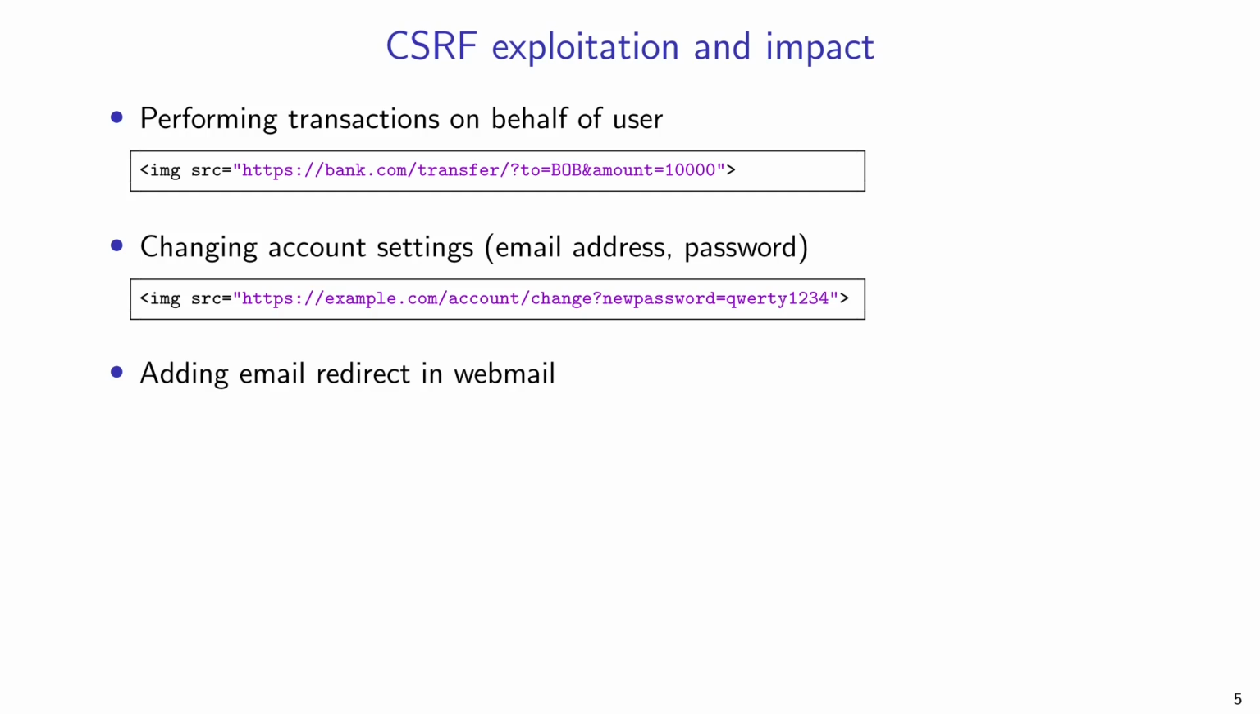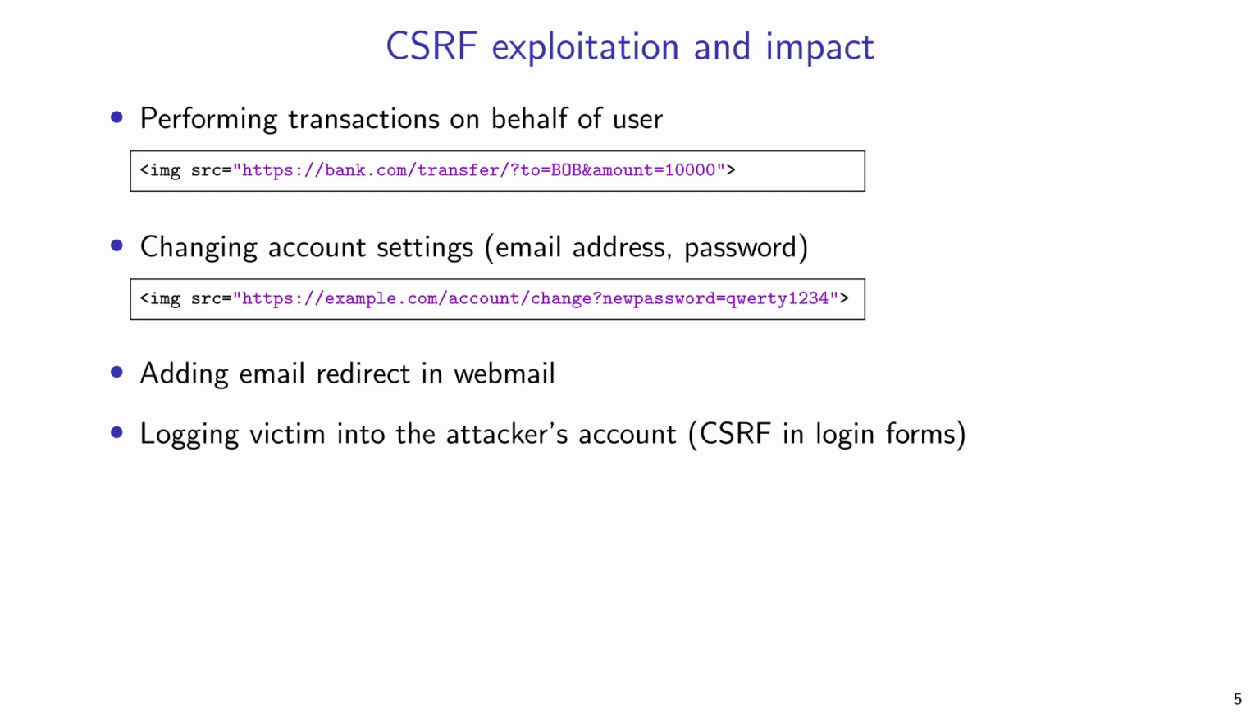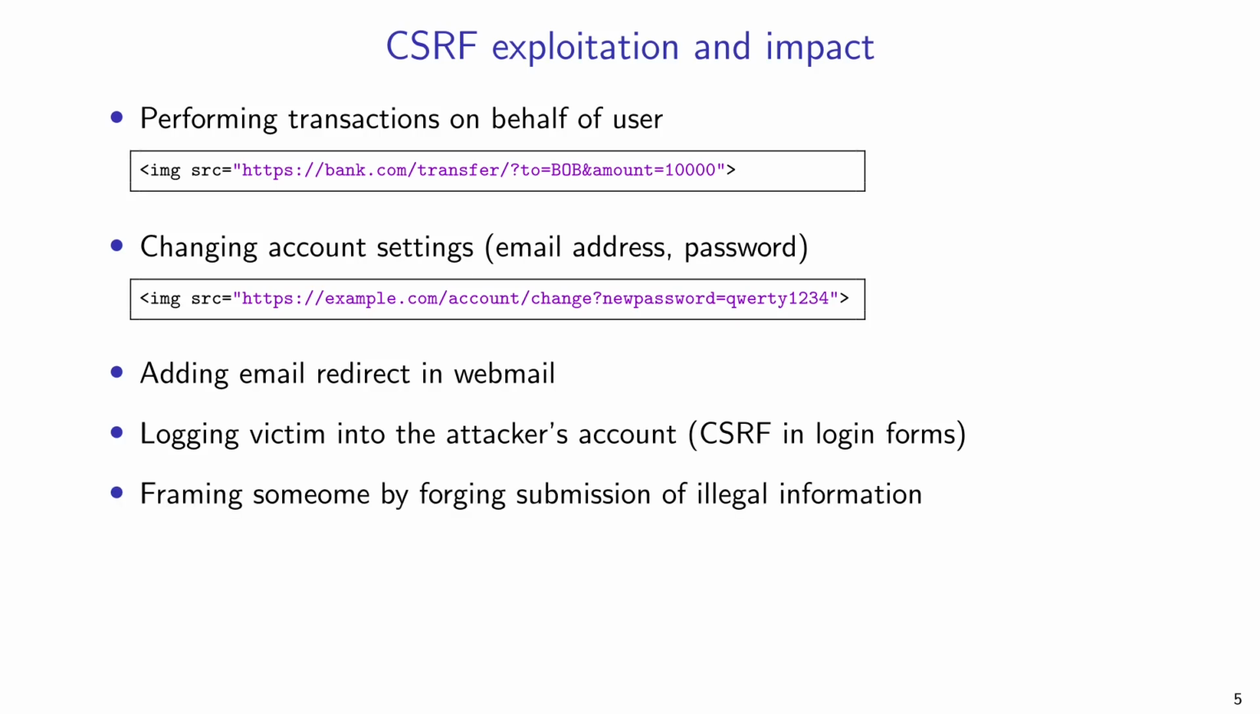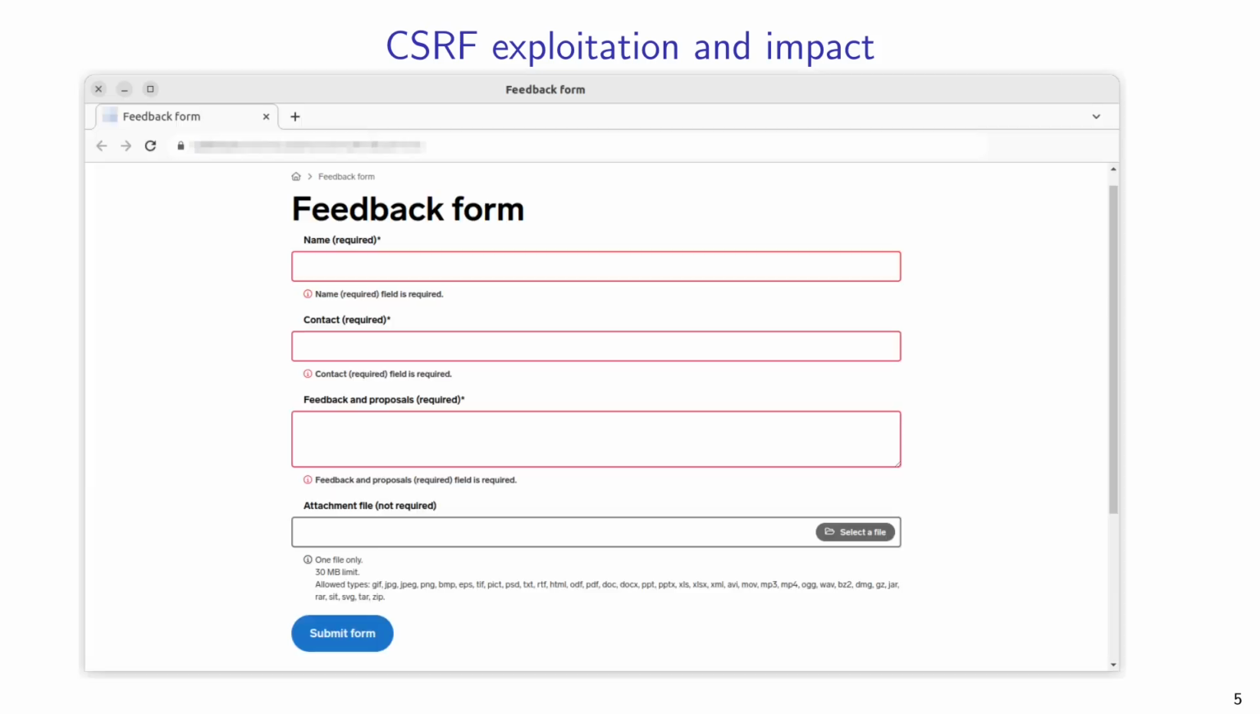Another frequently overlooked exploitation scenario is logging a victim into the attacker's account on the target website. This could be the case if there is a CSRF vulnerability in login forms. It is quite common to overlook that CSRF protection is required also for actions that are performed by unauthenticated users, and this can also bring harmful results to the user. For instance, framing someone by forging submission of illegal information is an exploitation scenario that could also affect unauthenticated users.